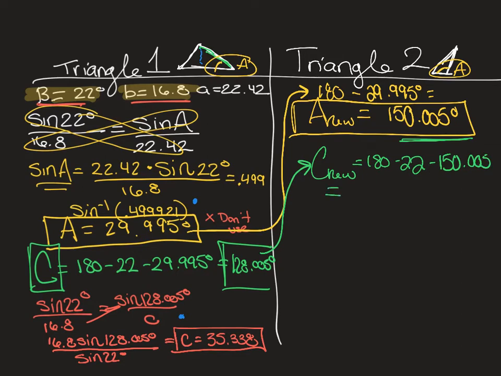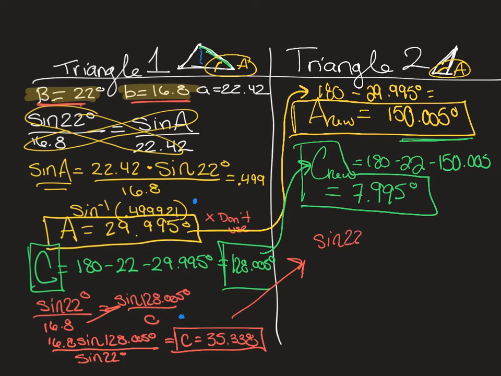So C new, if I use my calculator, it's going to be a very small angle, 7.995 degrees. So here is my C new. And then finally in red, I'm going to do the exact same math I did right here, except my angle is going to change. So I still have sine of 22 degrees over 16.8 equals, I don't have 128. I have my C new up here.